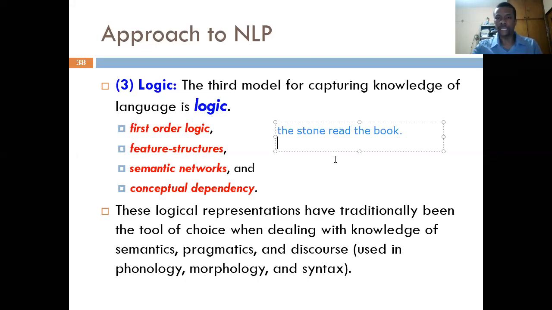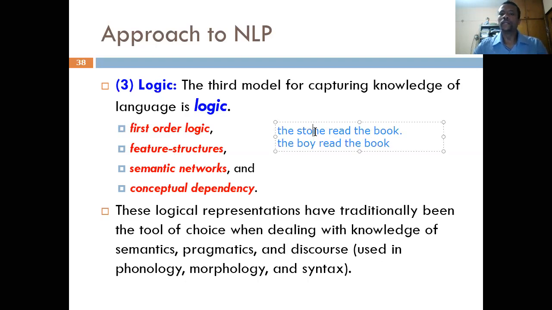Because as syntax, we know that you can say the boy read the book. This is correct, right? But mind you, a stone is a noun, boy is a noun. So why do you say that boy is correct and the stone is not correct? It's only because a stone is not an object that can perform the action of reading, whereas a boy can do that.